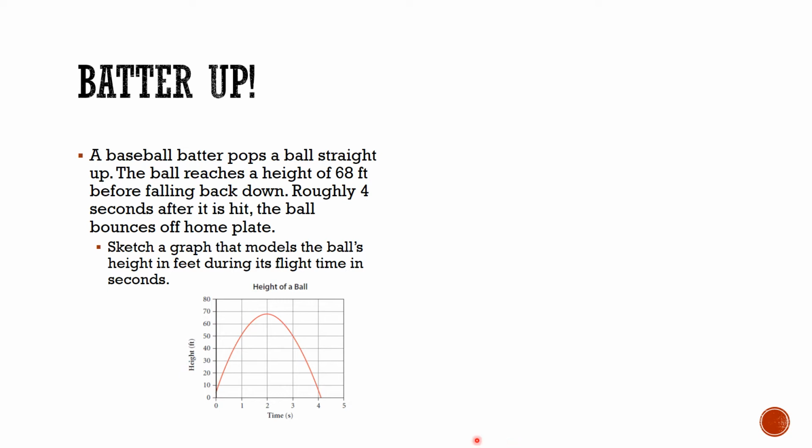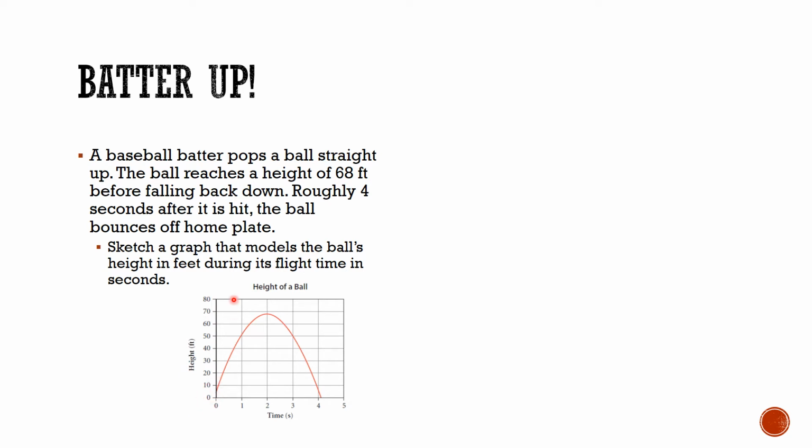So notice that it doesn't start at 0. It starts at about 5. That's assuming that someone's holding a bat, right? And they swing. They're assuming that the path of their bat is 5 feet in the air. So that's when the ball gets hit, when it's 5 feet in the air. Then it goes all the way up to 68 and it goes all the way back down and it hits at about 4 seconds. So all these things are given to you except for the height of the batter.